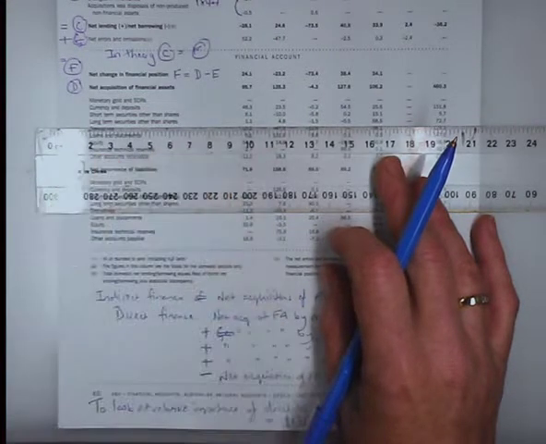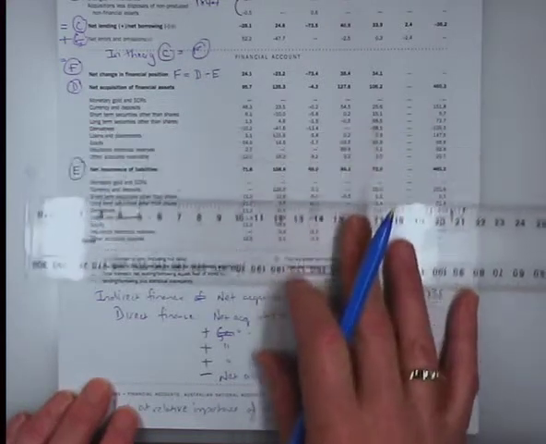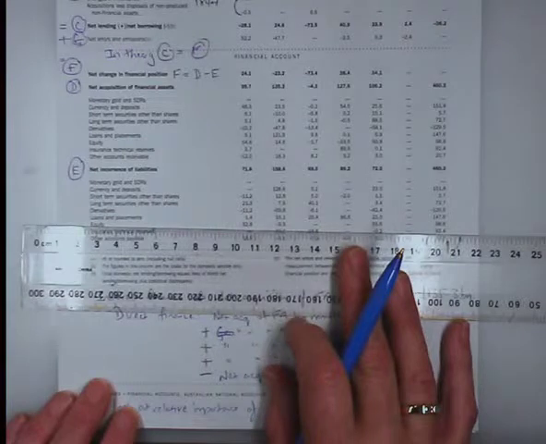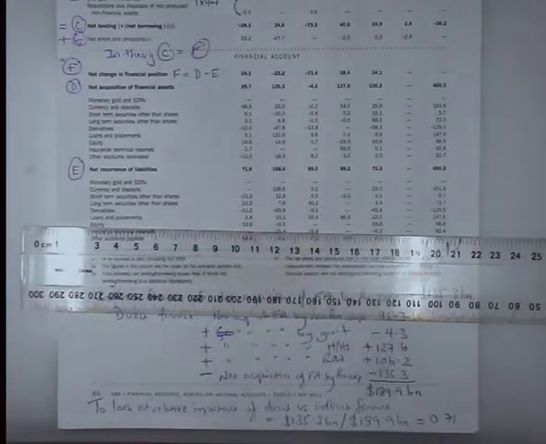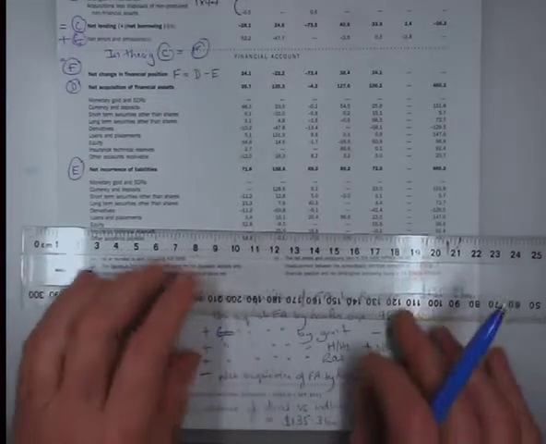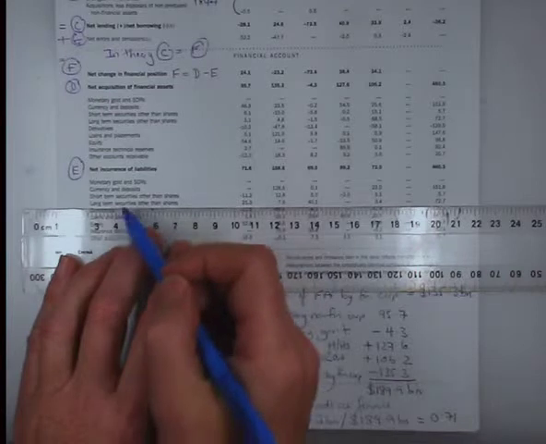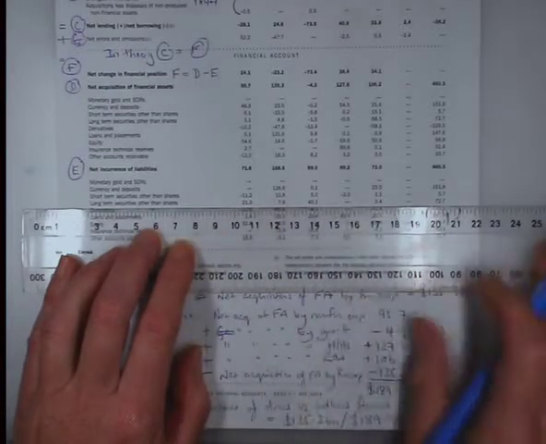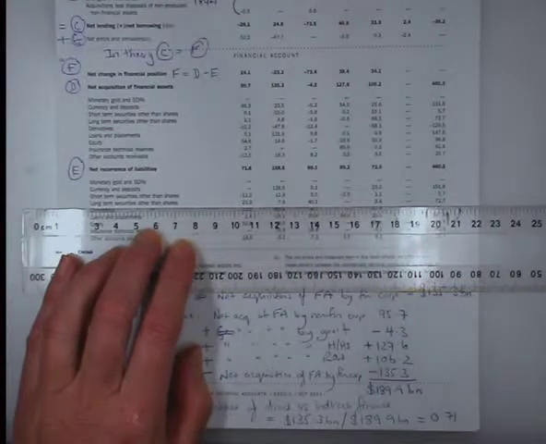Which sectors borrowed from the rest of the world by issuing long-term bonds? Well, we have to look down at the liabilities then. If someone's issued a long-term bond, then it's borrowing money. So which were the sectors that actually made the largest issues of long-term bonds? Going down to the liabilities section, looking at the row, long-term securities other than shares, we can see that the government sector was the major borrower from overseas in 2010-11.